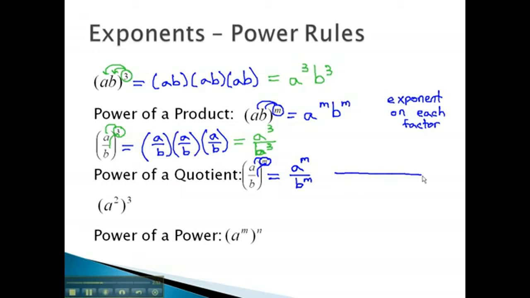Again, it's important to note this only works with factors which are multiplied. It does not work if there were any adding or subtracting of terms inside those parentheses.